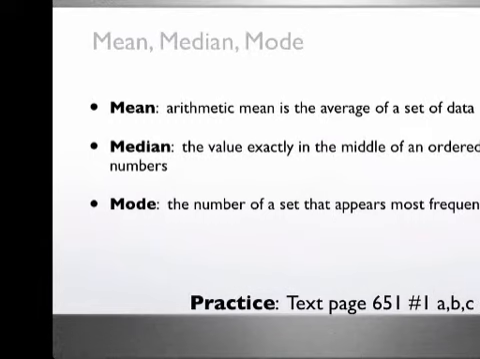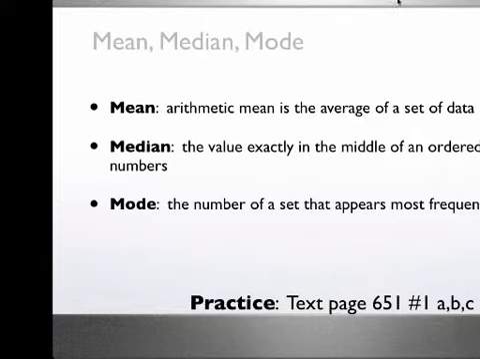Now we see three of our academic language vocabulary words that we definitely need to know, and they are mean, median, and mode. All three of those should be familiar from previous educational experiences. Your mean is basically just your arithmetic average of a set of data. Your median is the value that sits right in the middle. And your mode is that value that occurs the most frequently.